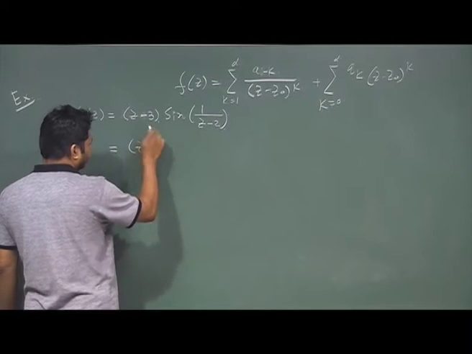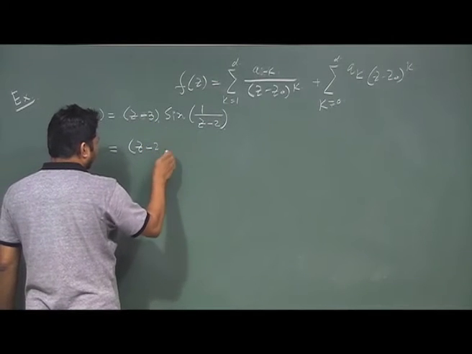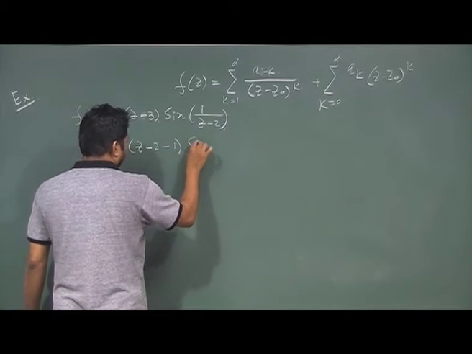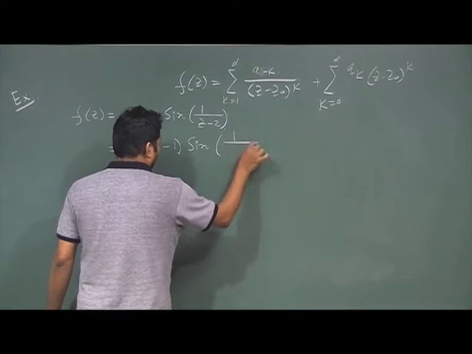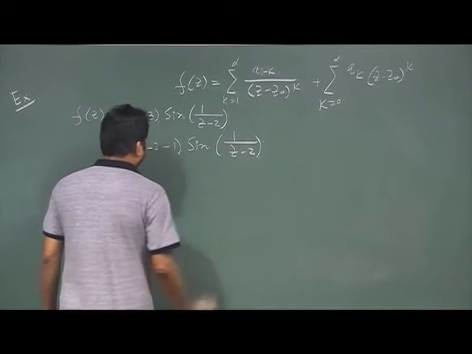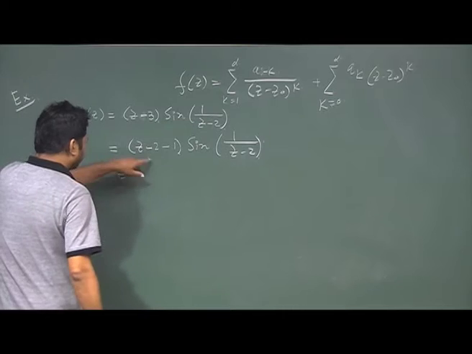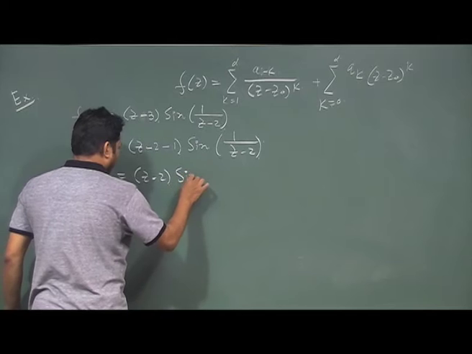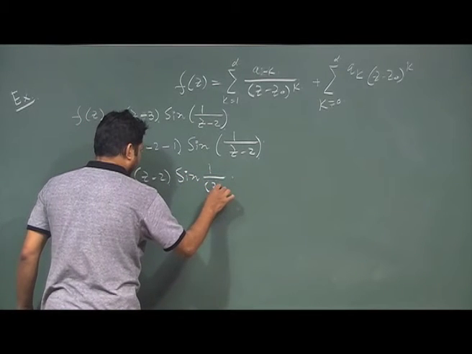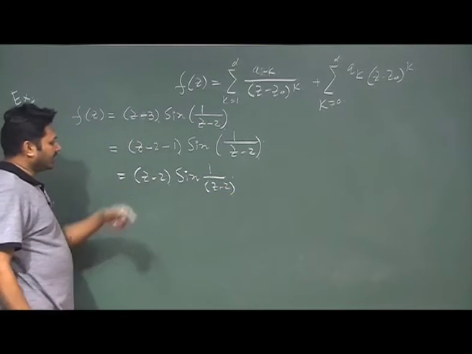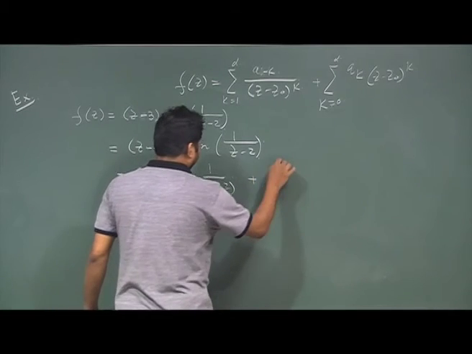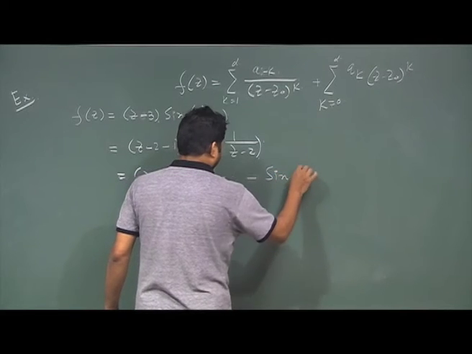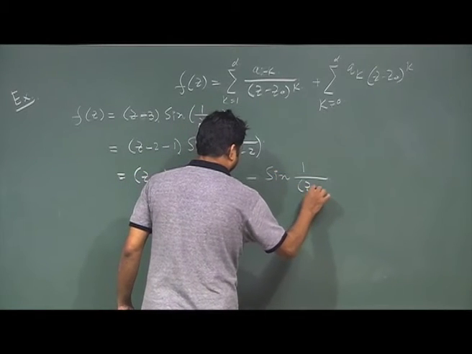I can write this z minus 3 as (z minus 2) plus minus 1, and then sine of 1 by (z minus 2). If I multiply, I will have (z minus 2) sine 1 by (z minus 2). This is the first part, and the second part is minus sine of 1 by (z minus 2).